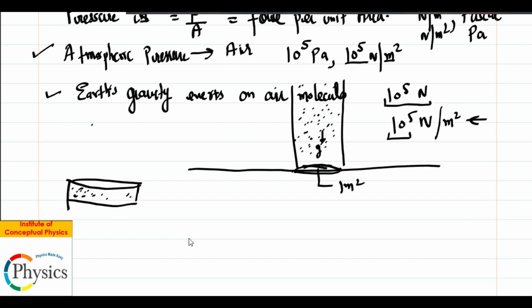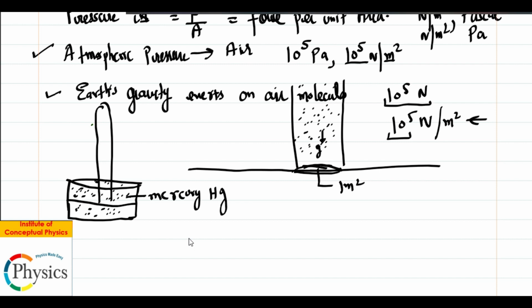Let me draw a bigger container. This bigger container has a lot of mercury inside it, mercury which is Hg. And what you do then is you put a tube in it which is inverted. This is a tube which you put inside it, and mark some points on it. Maybe this tube is a few centimeters.